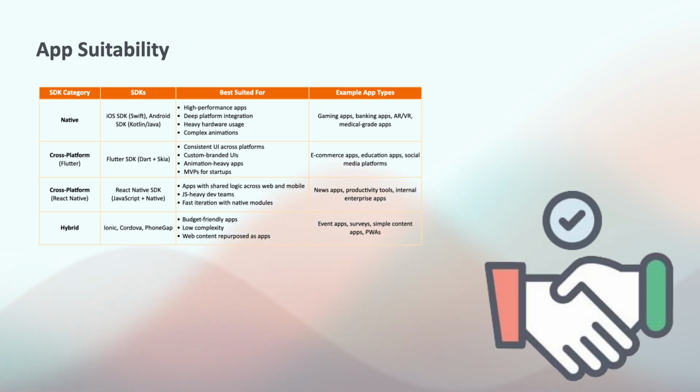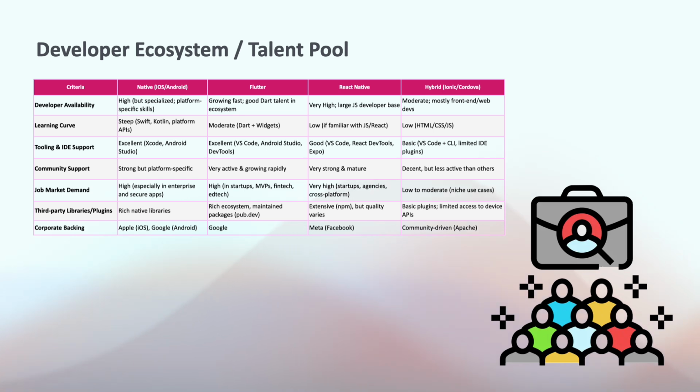So when choosing an SDK, think about your app's complexity, timeline, user expectations, and of course your budget and your team skill set. The more demanding your app is, the more you will benefit from a stronger SDK like Native, Flutter, or React Native.